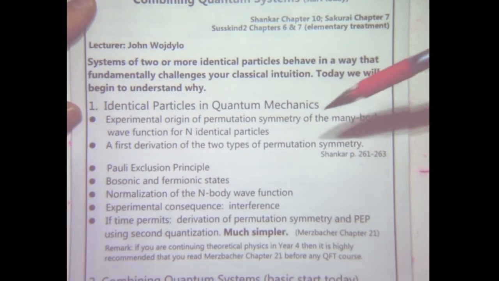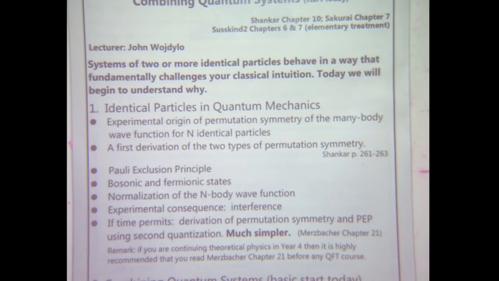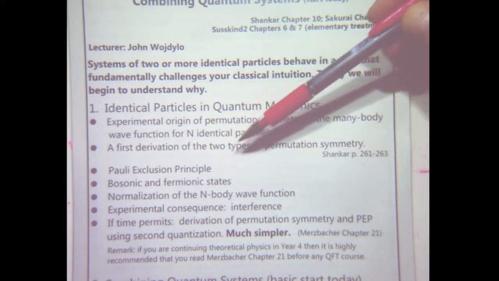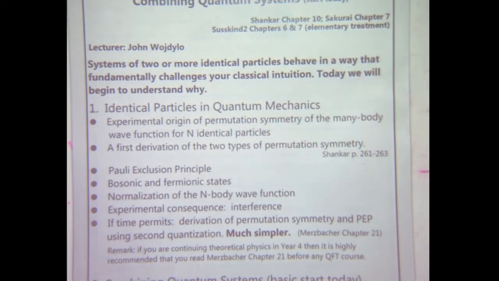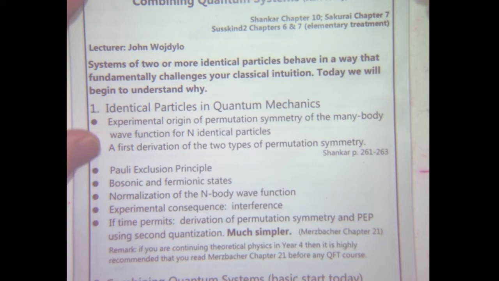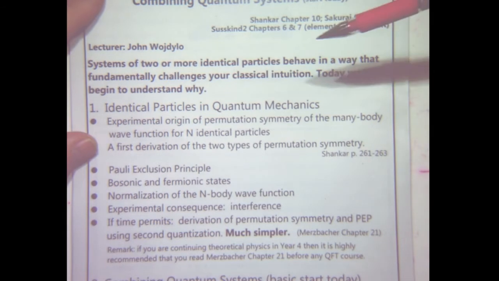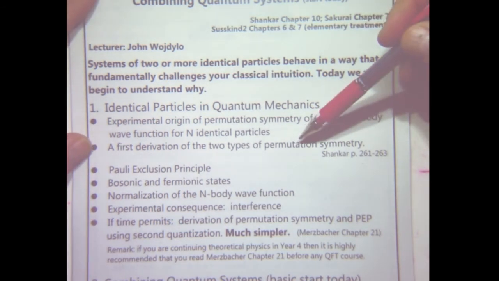First of all, I want to give you just an intuitive idea of the experimental origin of the permutation symmetry that a many-body wave function has to have for two or more identical particles. And we'll do a derivation of the two types of permutation symmetry. It's very simple. It's one of several different ways of doing it. Shankar does it a very novel way. I quite like it. It avoids too much mathematics. It just gets right to the heart of the matter, I think. Sakurai has a nice one as well, but his is a little bit more mathematical.